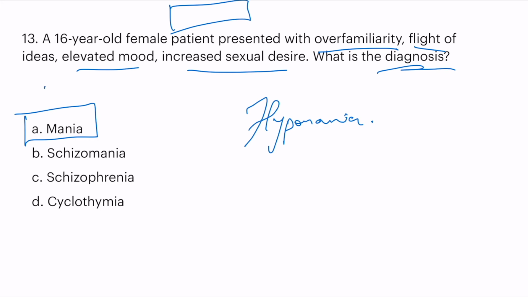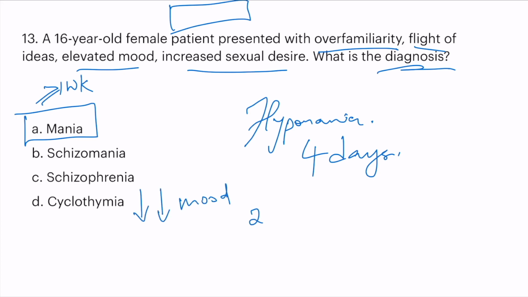For mania, to diagnose it, we need the symptoms to be persistent for at least more than or equal to 1 week. And hypomania, it's just 4 days. And when you look at the other options, cyclothymia is just the opposite. And here there is persistently low mood for at least a period of 2 years. So here the answer is mania.